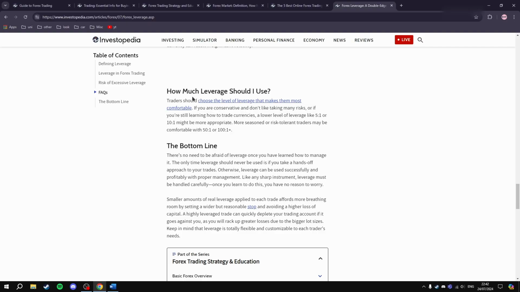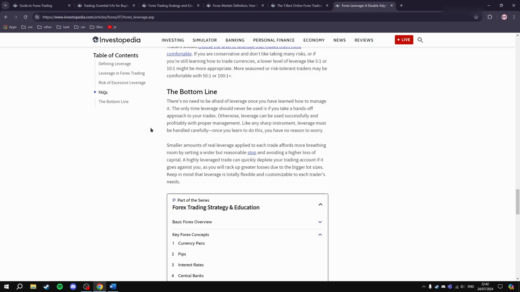Anyways, the bottom line: there's no need to be afraid of leverage once you've learned how to manage it. The only time leverage should never be used is if you take a hands-off approach to your trades. So you're not doing it yourself? Are you trying to automate it? Is that what they mean? Otherwise, leverage can be used successfully and profitably with proper management. Like any sharp instrument, leverage must be handled carefully. Once you learn to do this, you have no reason to worry.